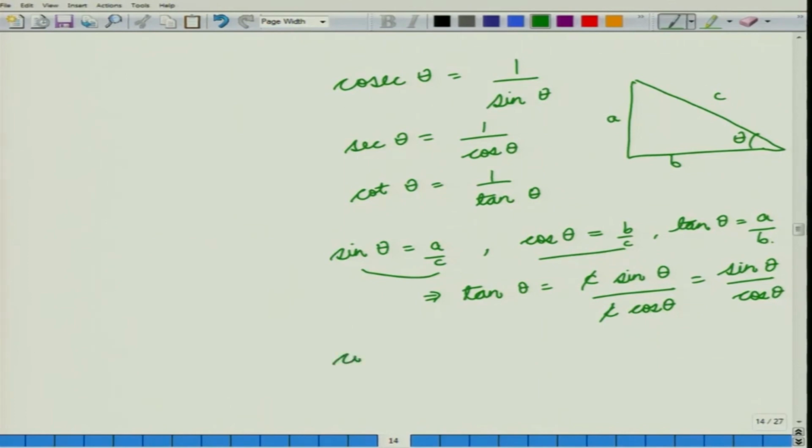Similarly, cot theta equals 1 upon tan theta equals cos theta upon sin theta.